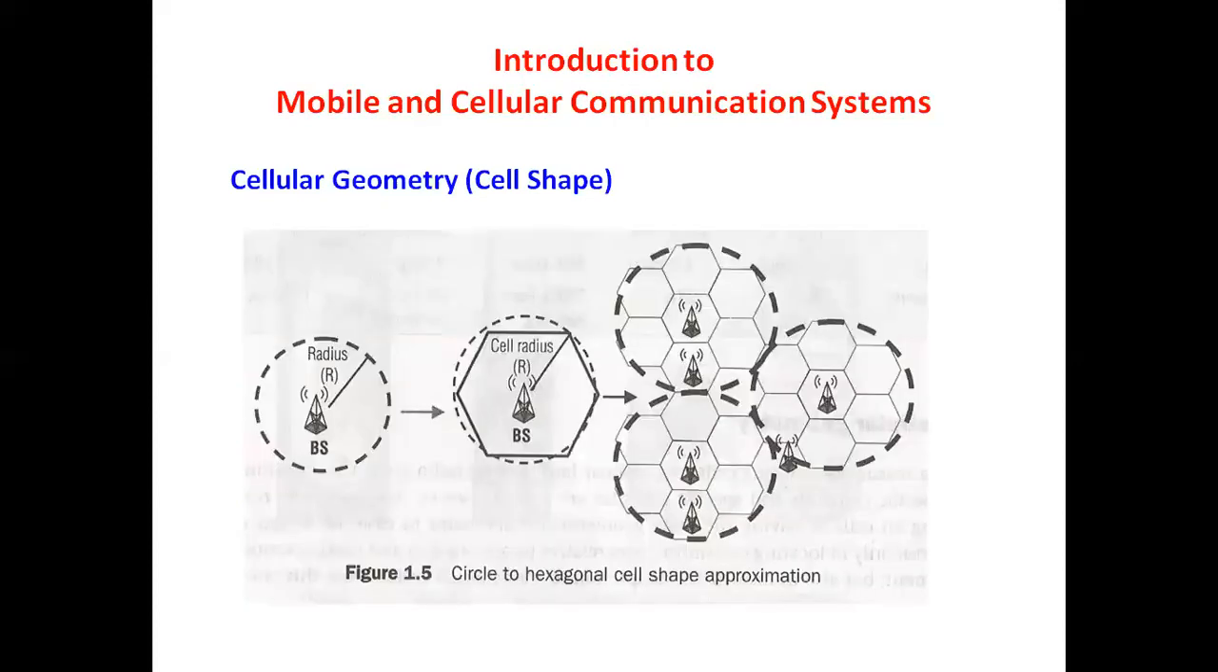Now let us look at the screen. First, we set the radius of a circle to cover the area of a base station. Later, it is approximated as hexagonal. Thereafter, each hexagon is divided into multiple hexagons. That is, it shows circle to hexagonal cell shape approximation.